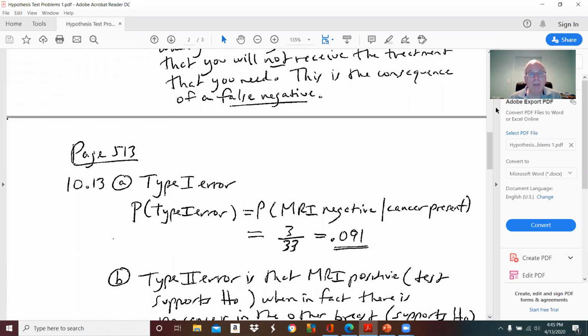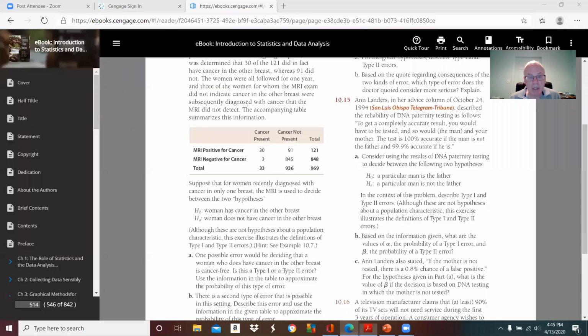How about a type 2 error? What is a type 2 error? I think that's what they're asking next. A type 2 error would be not rejecting the null when the null is actually false. Then we don't reject the null. In other words, there's not enough evidence to show that they don't have cancer.